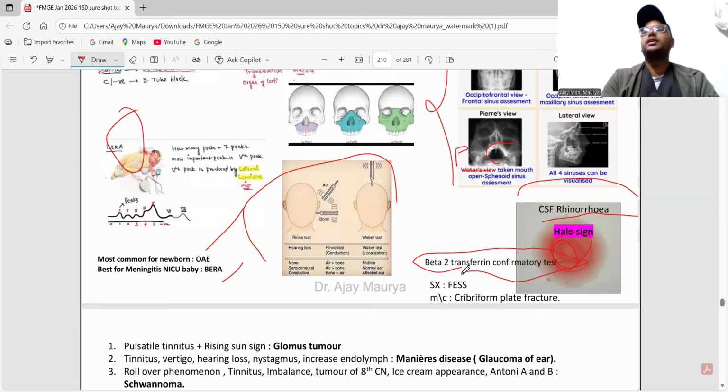Now we have to know whether it is CSF or not. You have to know.